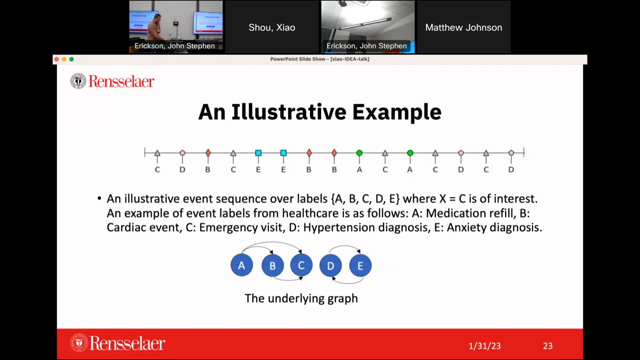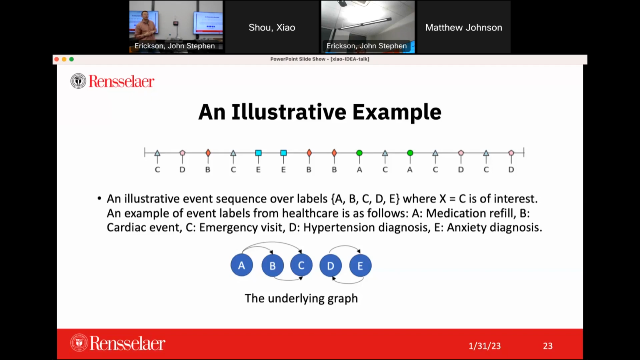So when you say that C is of interest, then what you're trying to do is to predict when the next C event will occur based on what? In this case, yes, that's one thing. We'll predict when the next event of C will happen, right? And there are several different ways you could do this.